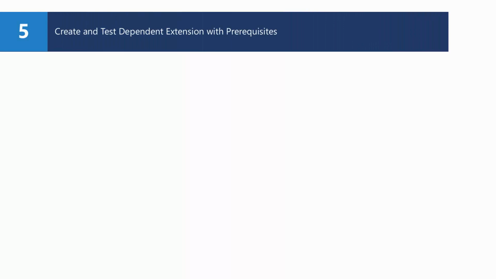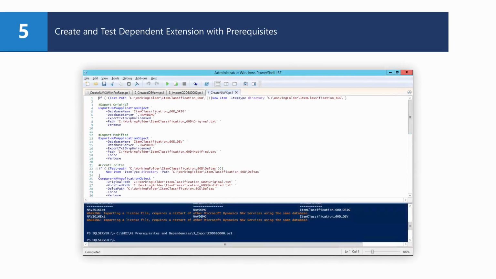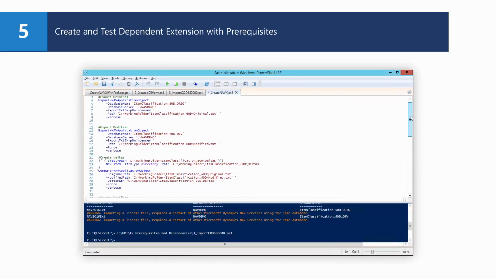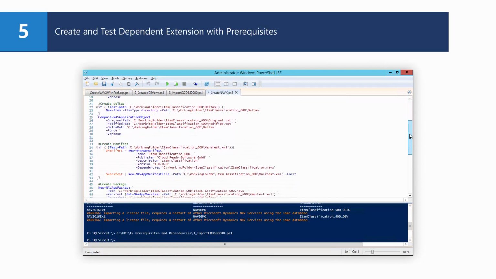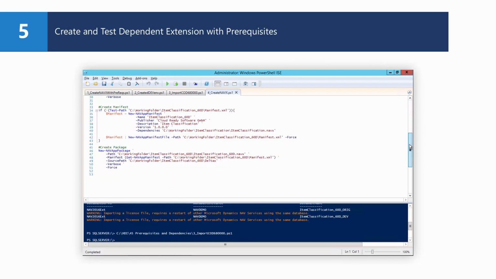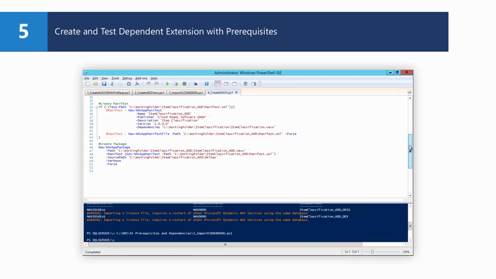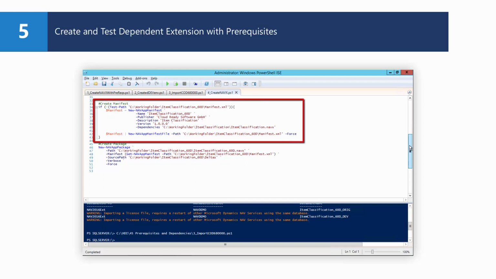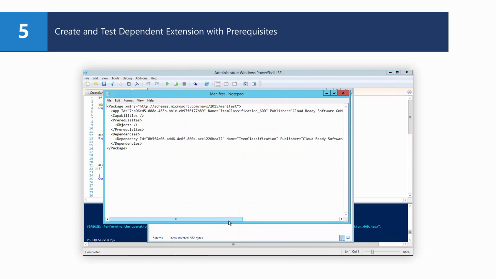So, now that development of the new extension is ready, let's create a NAVX file and test it in the test environment. I will use the same script and method that was already explained in the video How Do I build a basic Microsoft Dynamics NAV extension. So, let's just execute this script. Notice that in the script, when creating the manifest, we reference the NAVX file on which this extension depends. When you open the manifest, you'll see that the dependency is described.